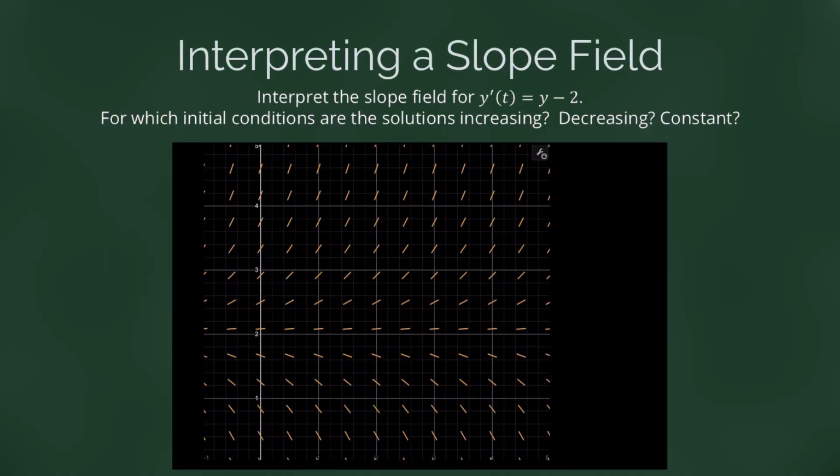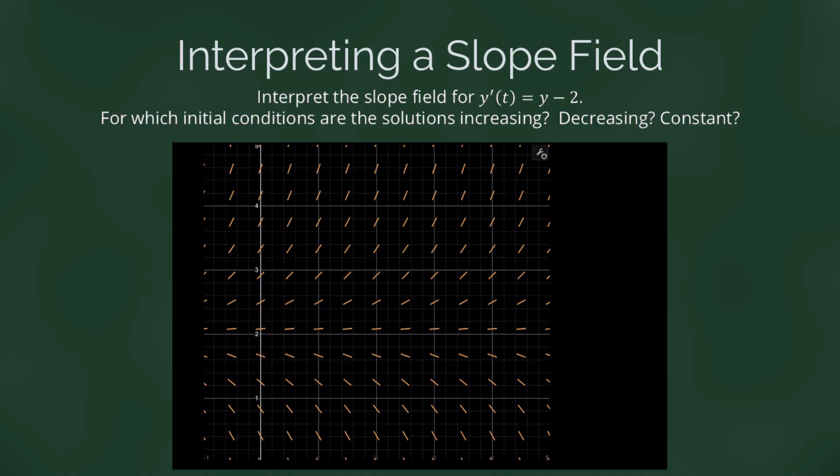All right, let's take one more look at a slope field and figure out what kind of information we can gather from it. So here we have the slope field for y prime of t equals y minus 2. This is a first order linear differential equation. And we're asked to figure out for which initial conditions, in other words, when the t value is 0, are the solutions increasing, where are they decreasing, and where are they constant?